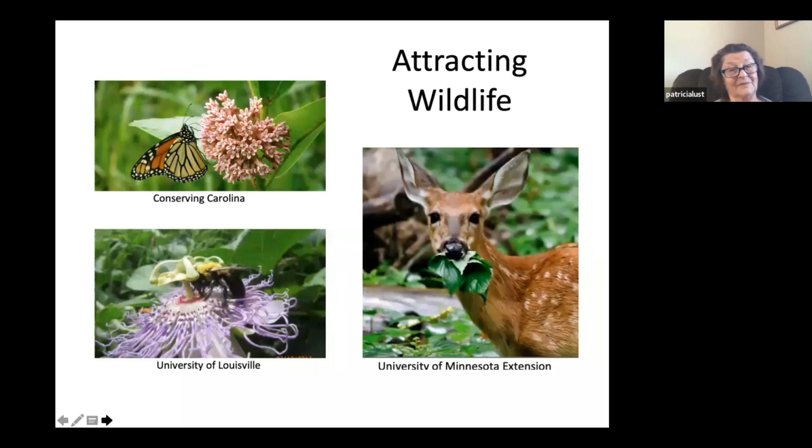Now, some of you don't really want to have the deer in your garden. So you probably don't want to plant things that'll invite them in. But if you have enough space, plant things that'll invite them out to the other end of your property and keep them out of your garden.